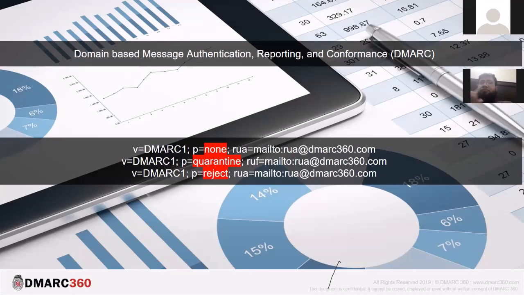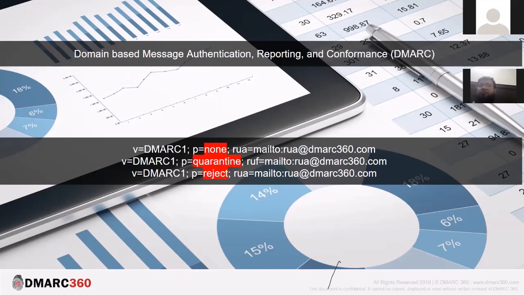So as I said, the none policy is when you tell your email receivers to not place any action on emails that fail SPF and DKIM. This we call the monitoring mode. This is when you look at the DMARC reports to get all your genuine email sources and configure and improve your SPF and DKIM records with all those genuine sources.